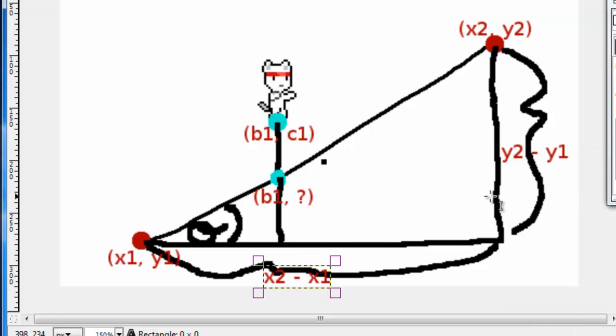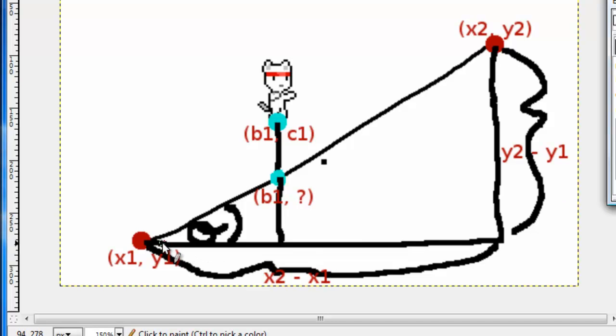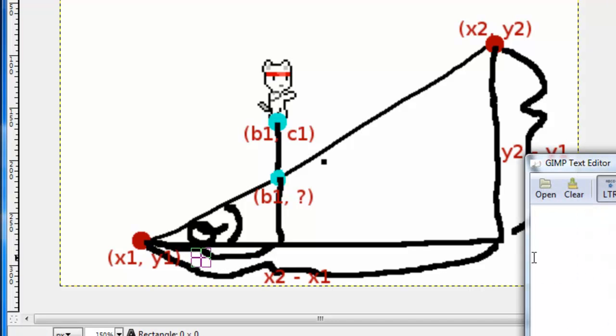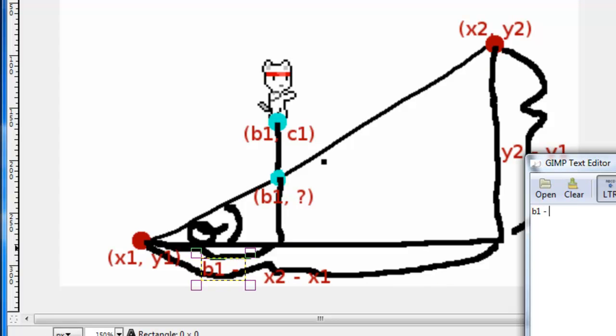Okay, and what else do we know? Well, we also know this, right? We also know the length of this part, and that's nothing but b1 minus x1.